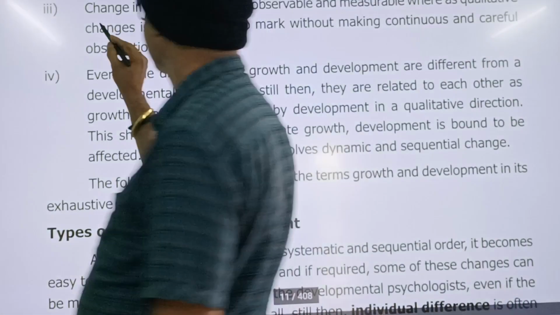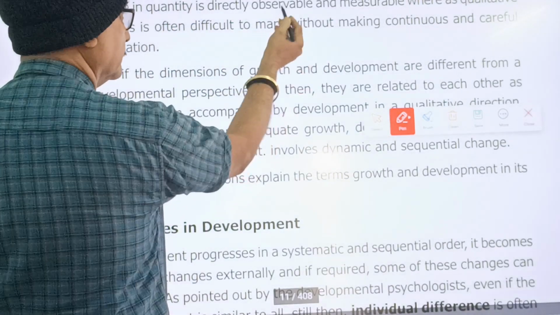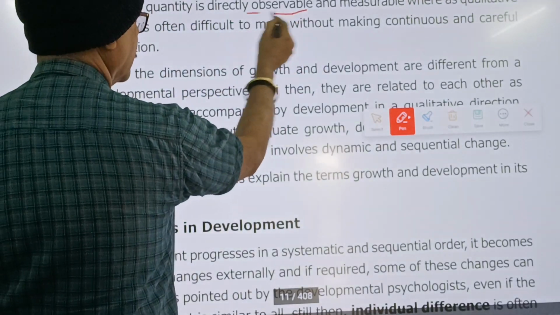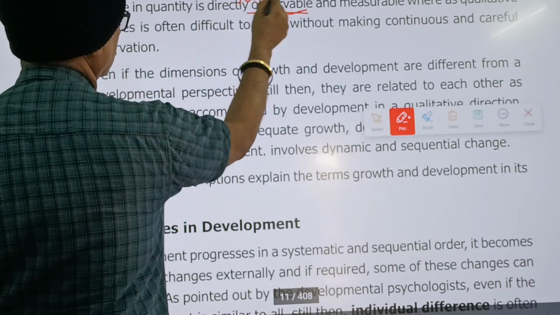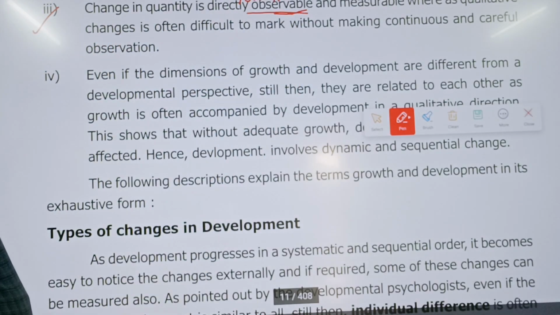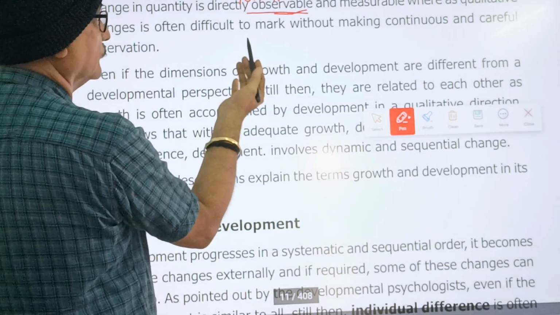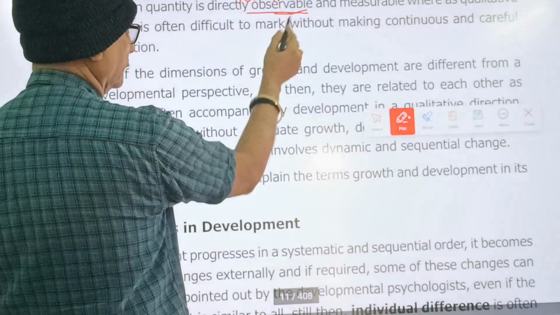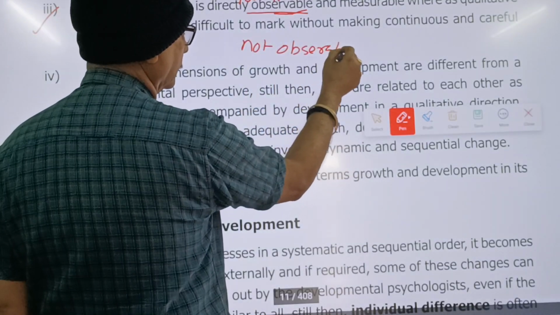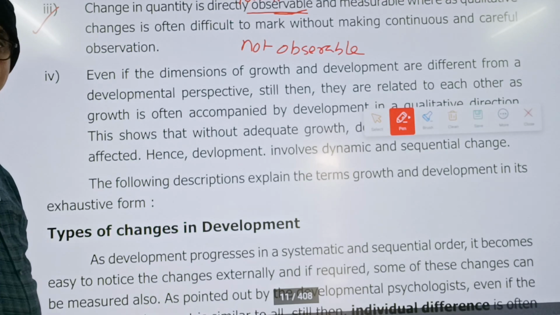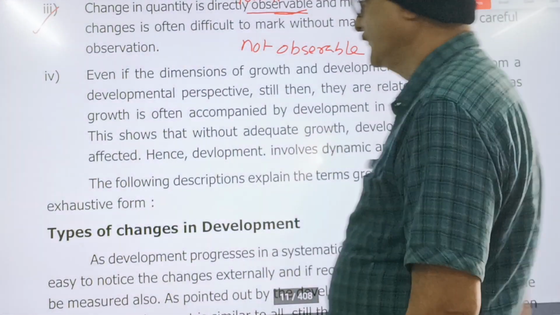What is it saying? Change in quantity is directly observable, meaning visible. Observable means visible. What is visible? Growth is visible. But qualitative means development is difficult to see, not observable. One is observable, another is not observable. That is the third difference. Move to the fourth one.